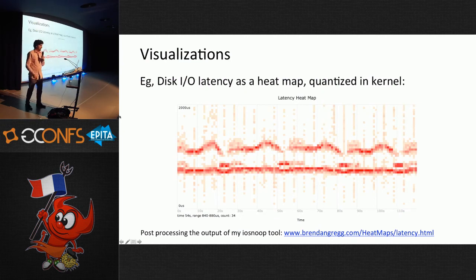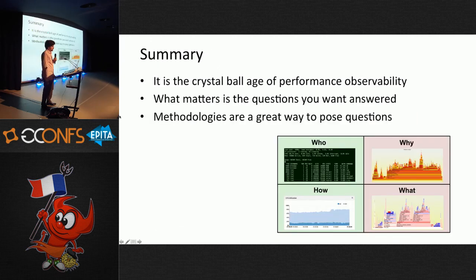And visualizations is the last thing I want you to have as a takeaway. So we need to do better with visualizations in monitoring products. Latency heat maps should be a common staple. Flame graphs are very useful as well. So it's the crystal ball age of performance observability. Whatever questions you want can be answered. And methodologies like some I've summarized here are a great way to pose those questions.